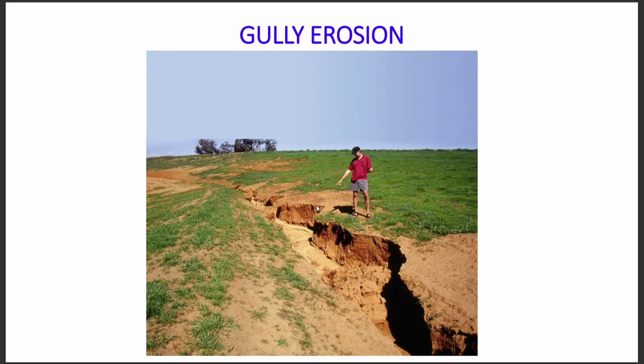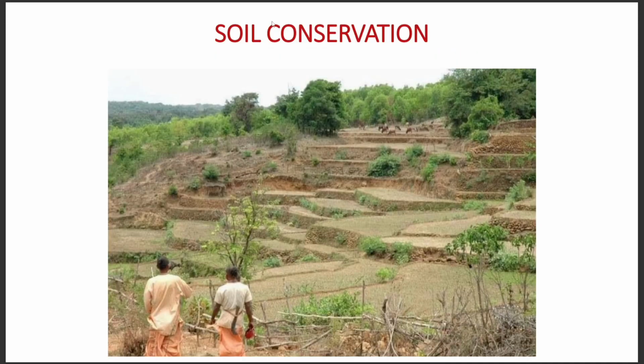Then we have gully erosion. This is also a type of erosion. Here the detachment area is very big, and the water that carried out all the particles is also more. Then if we have to conserve the soil, then we can create this type of bench terracing or bunds to protect our soil from getting eroded.